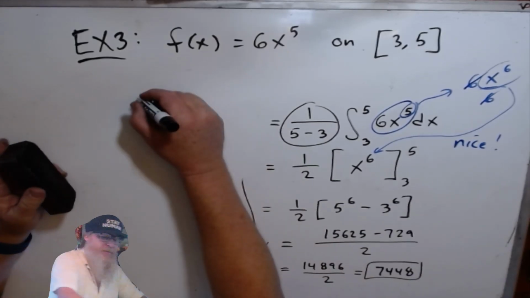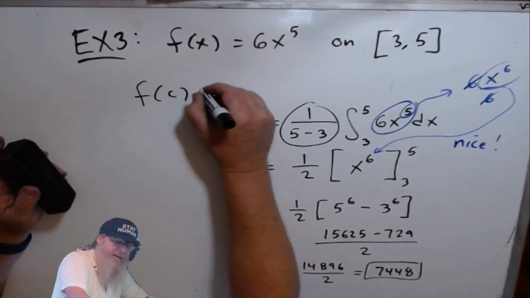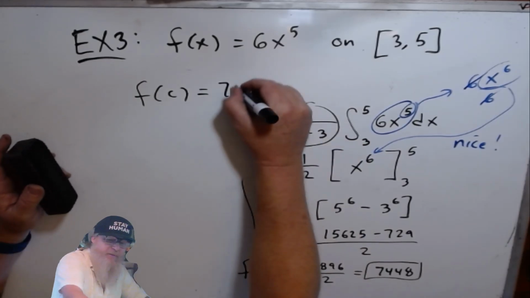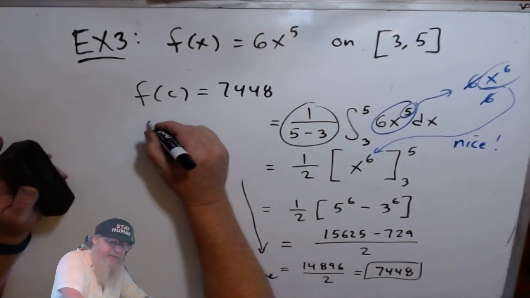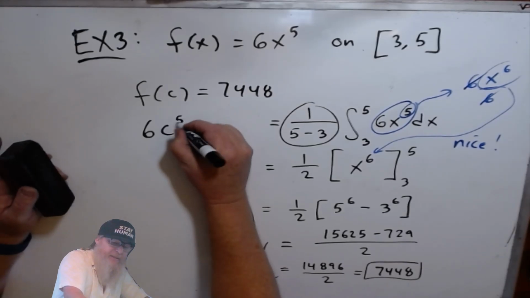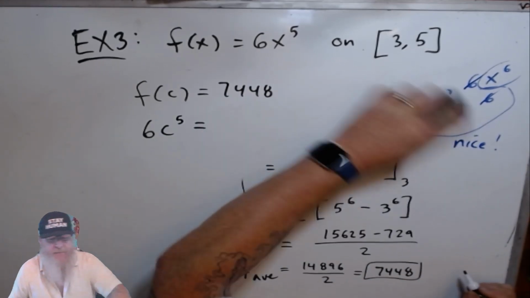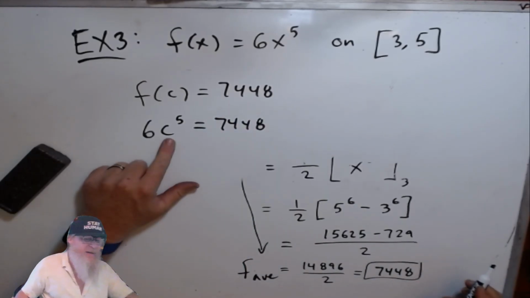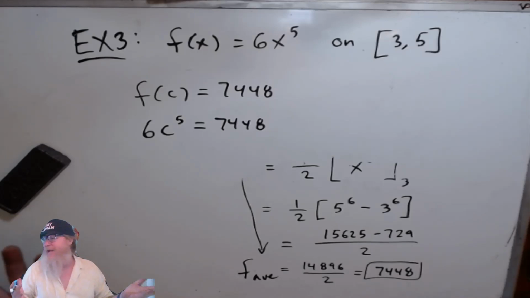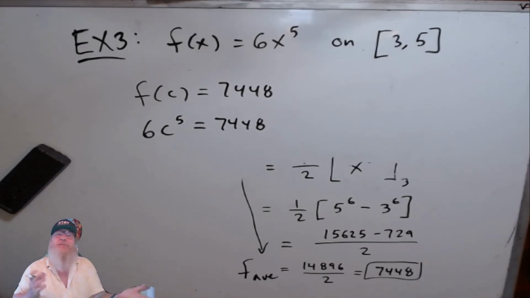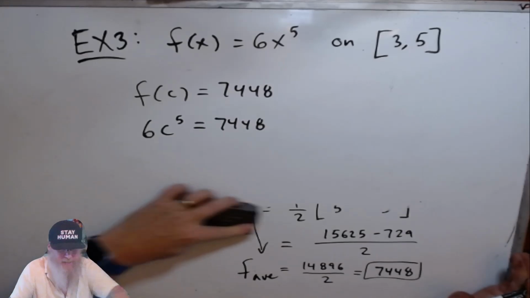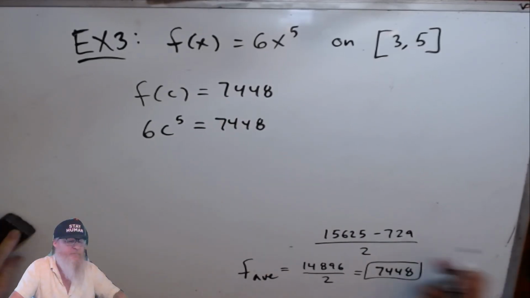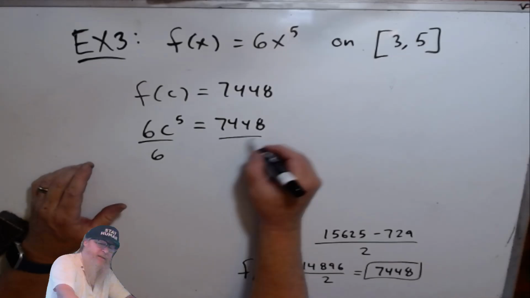All right, so now we want f of c equals 7,448. So 6c to the 5th equals 7,448. c is just a value of x, really. You could just use x, but then at the end, you'd have to switch it to a c before you tell me what the answer is. Divide by 6.